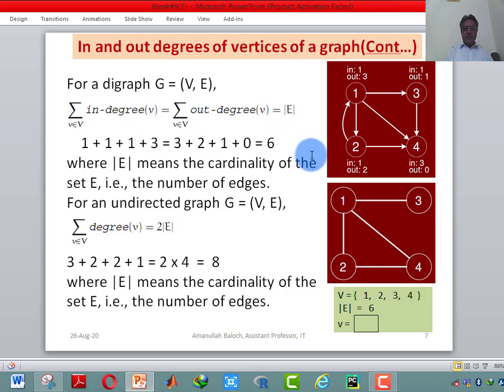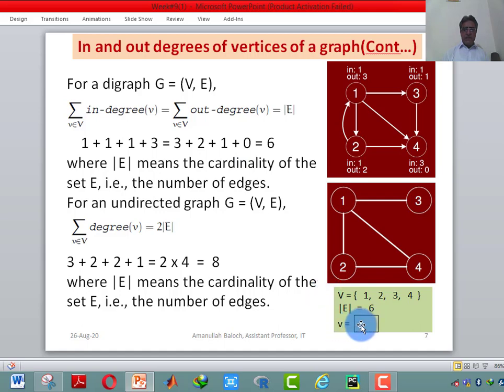Let's suppose we have a graph where 1, 2, 3 and 4 are the vertices. So we can say V is equal to {1, 2, 3, 4}, where the cardinality of E is the number of edges. How many edges are there? 1, 2, 3, 4, 5 and 6. So the cardinality of E is equal to 6.